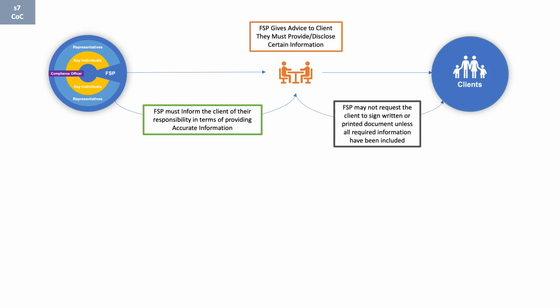It is also important to note that an FSP may not request the client to sign any written or printed documents unless all the required information has been included, or sign a blank document. So here we can see that this sets up the relationship between the parties. The client must give accurate information, and the FSP cannot ask the client to sign anything unless the FSP has provided all the required information per Section 7.